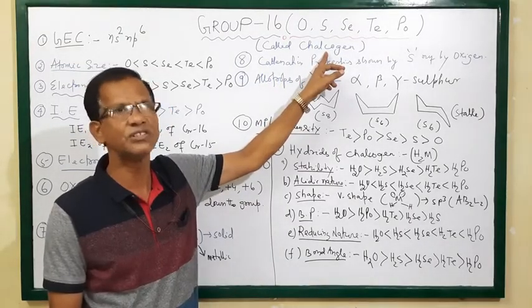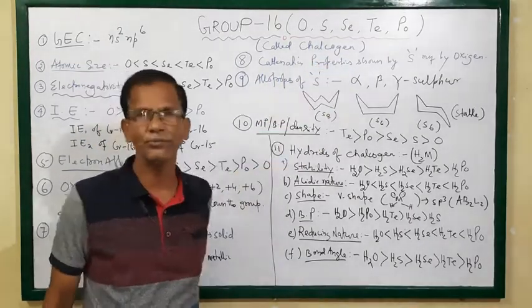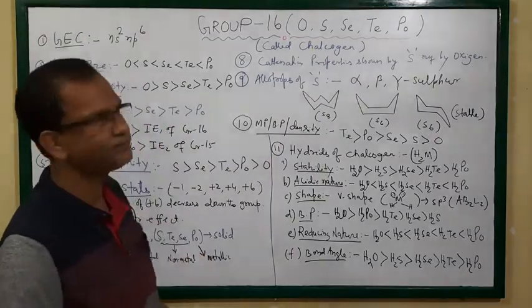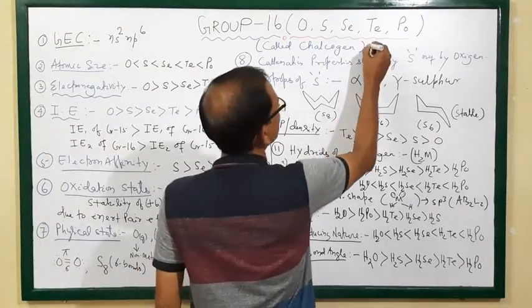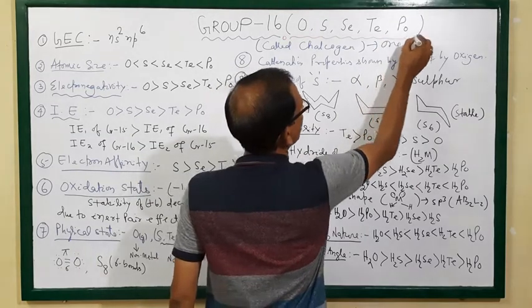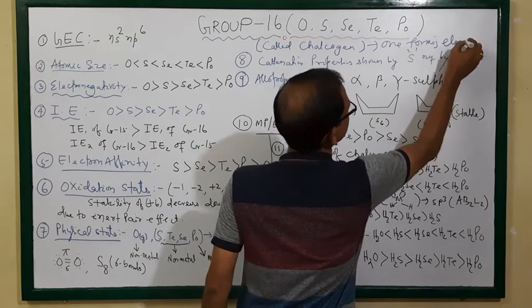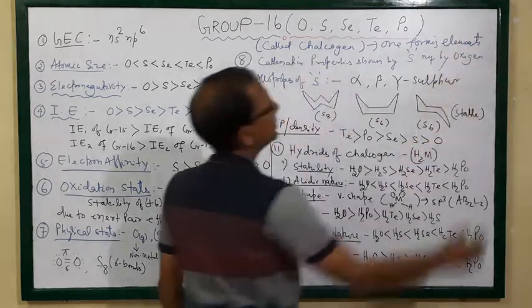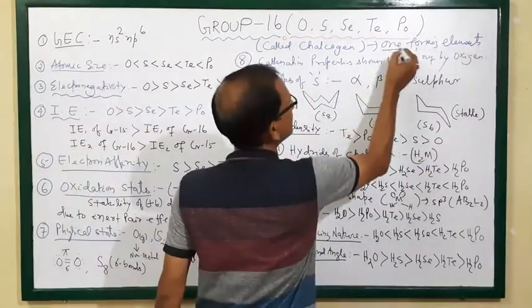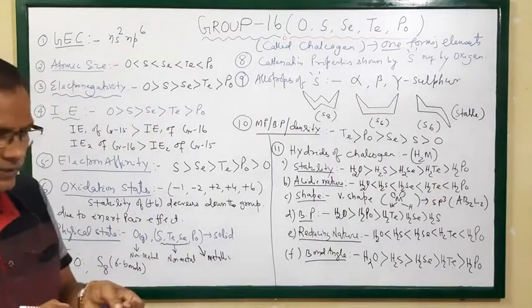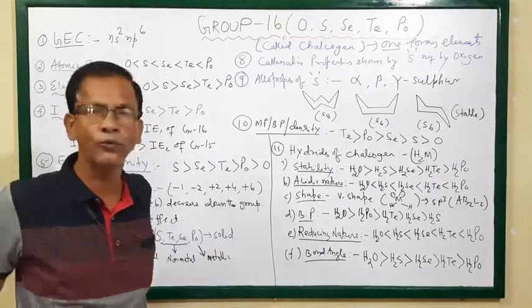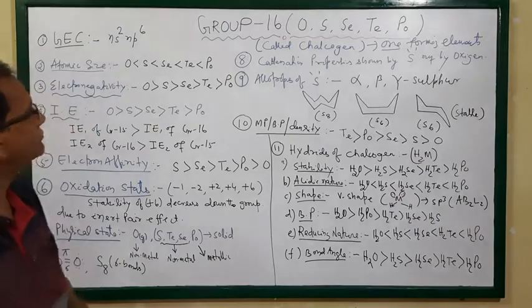Chalcogen means ore forming. These are called ore forming elements. Generally they are available in the ores.